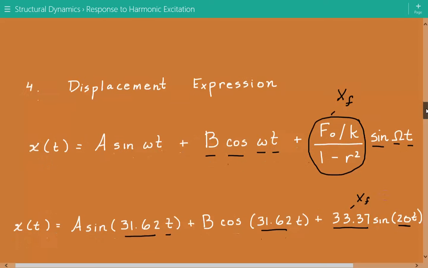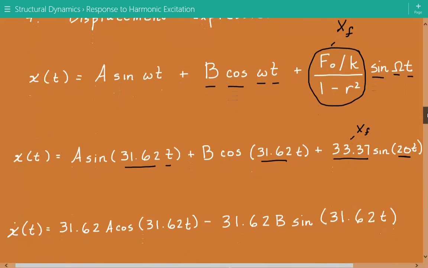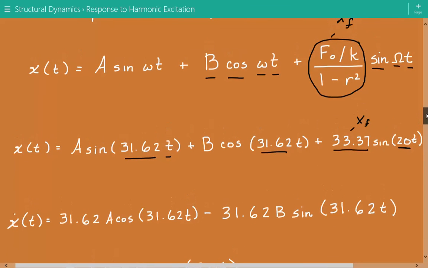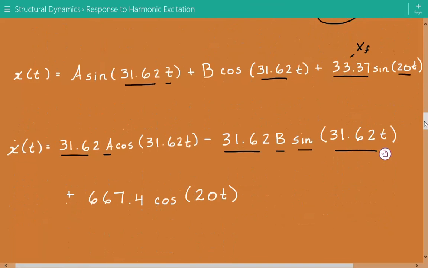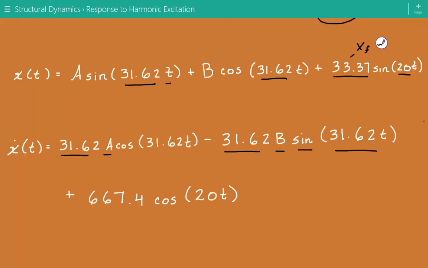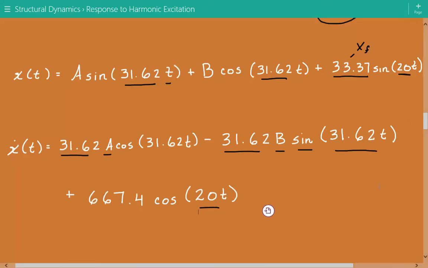And we also write the expression for the velocity. So we take the first derivative of the displacement, and we get 31.62 times A times cosine of 31.62 t, minus 31.62 times B times sine of 31.62 t, plus 667.4 times cosine of 20t. So we have an expression for the displacement and the velocity, and we have to solve for A and B.